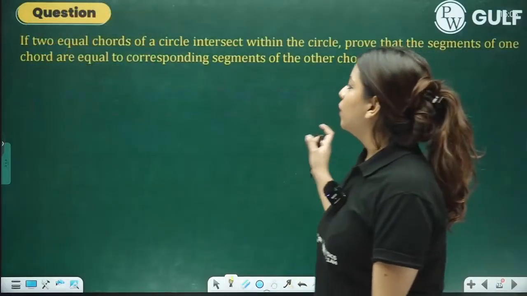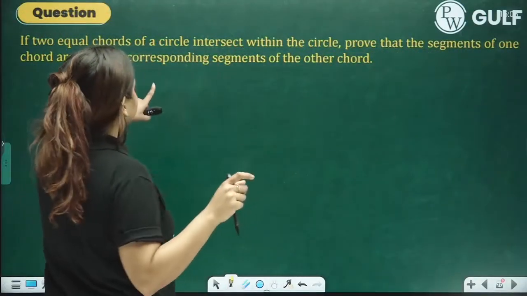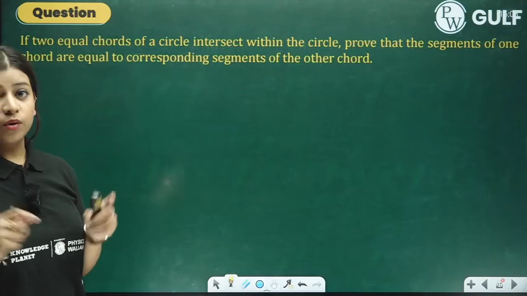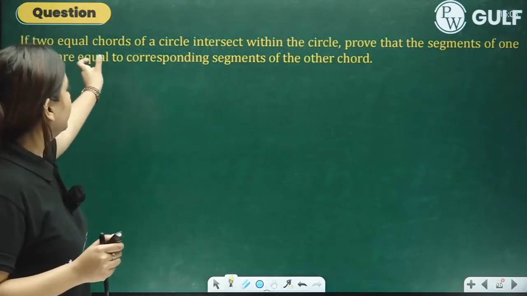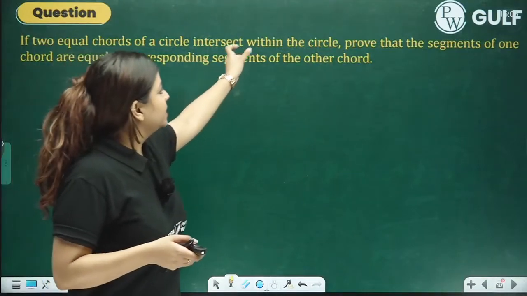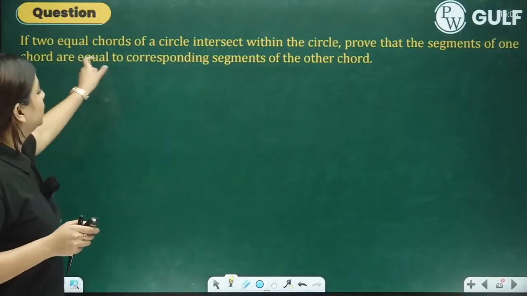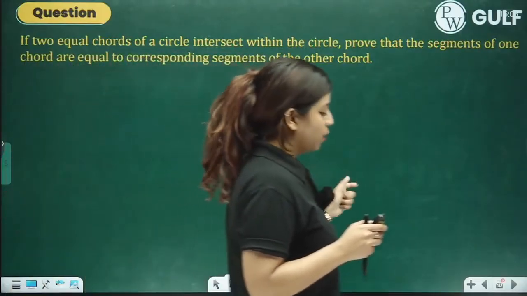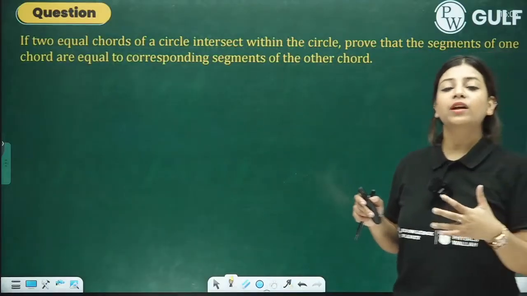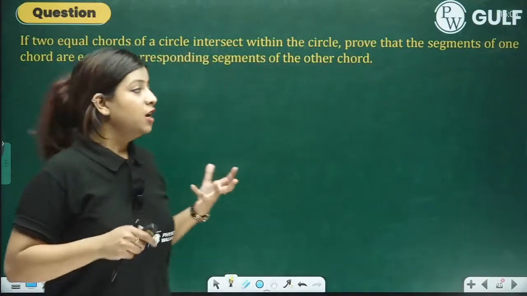Two equal chords of a circle intersect within the circle. What is it saying? If two equal chords of a circle intersect within the circle, prove that the segments of one chord are equal to the corresponding segments of the other chord. We have to prove that the segments are equal. Now, how to do this?